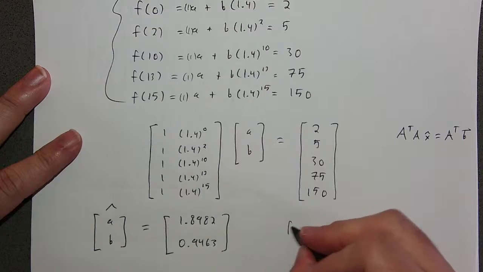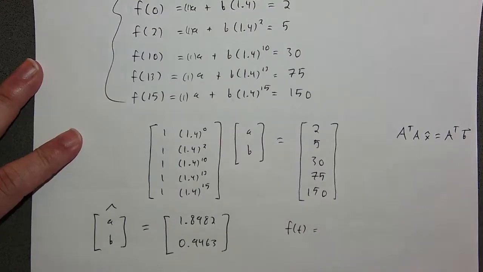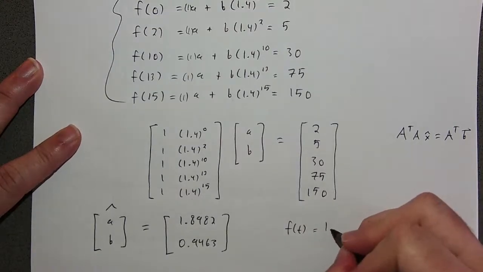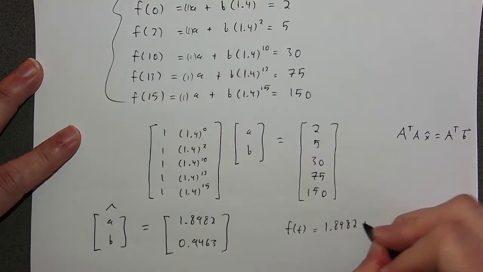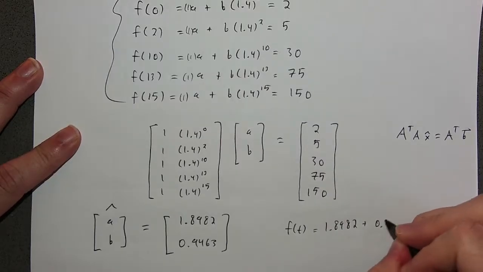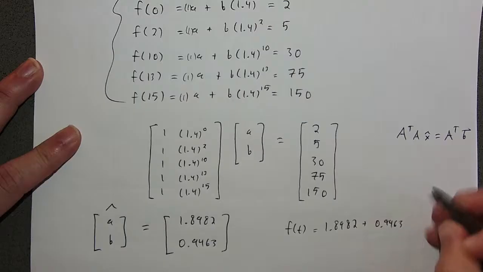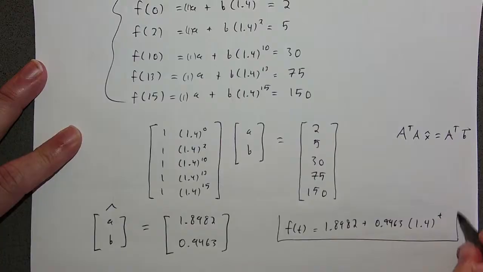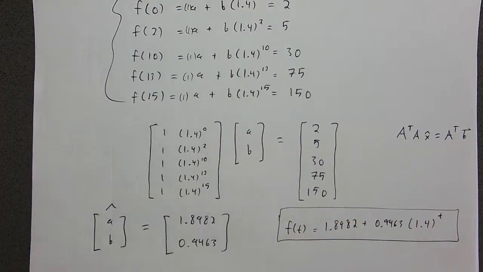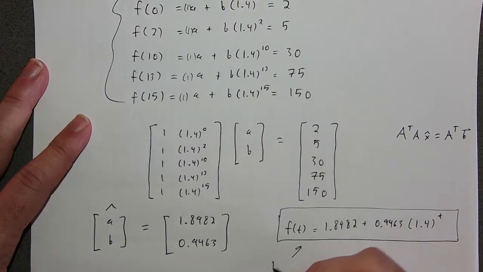So then this function, f of t, is 1.8982 plus 0.9463 times 1.4 to the t. This would be our best fit among exponential functions of that form. Okay. Now, how do I know how good of a fit this is?